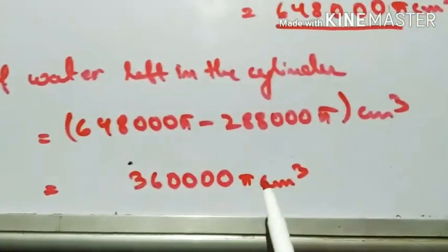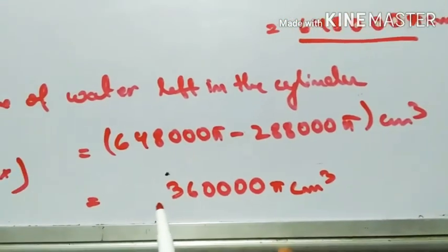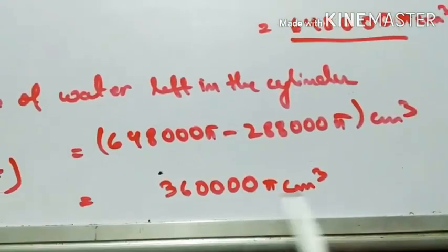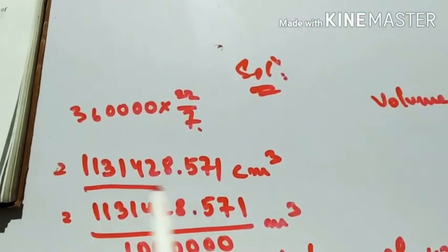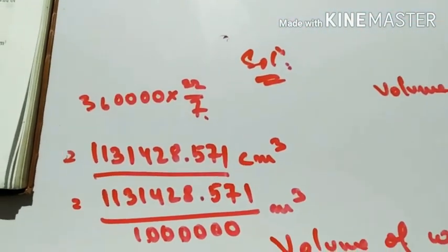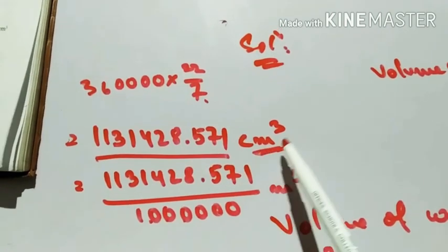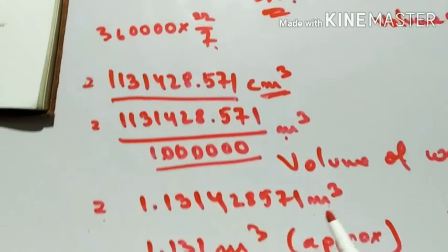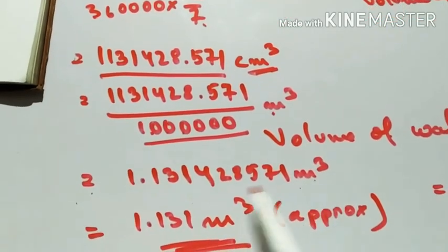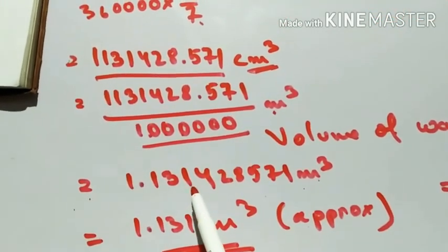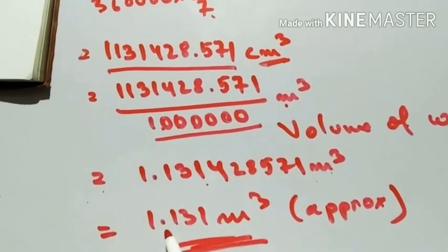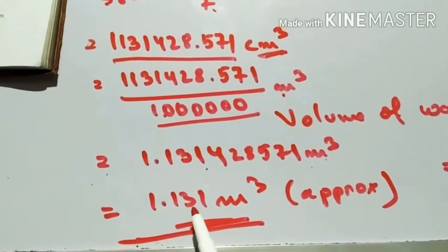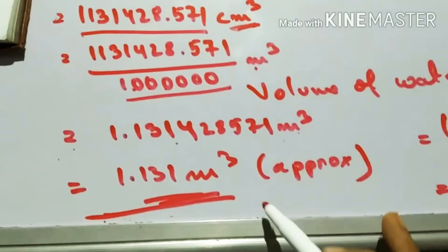Remember, the pi value I did not give. I simply wrote 360000. This was the answer, but the pi value I did not include. If I give the pi value, I will get this much. Centimeter cube, if I want to convert it to meter cube, I will have to divide it with this. If I round off at the 1000th place only, it will be equal to 1.131 meter cube approx. This will be my answer.